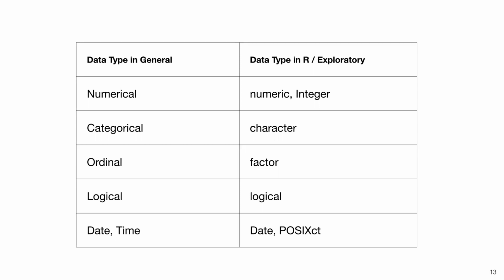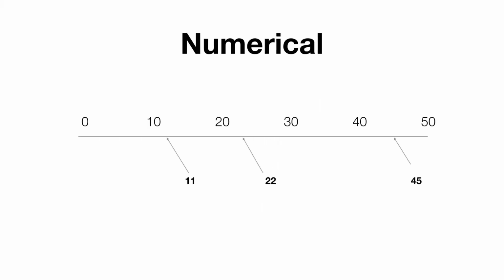So what are the data types in general when you talk about data analysis? There's a bunch of things, but mainly we can list numerical, categorical, ordinal, logical, and date and time. Each of which has its own data type in R or in Exploratory, which can be numeric, character, factor, logical, and date and POSIXct, and so on. Today I want to focus on ordinal and factor at the center. To understand, the numerical is just numbers, right?